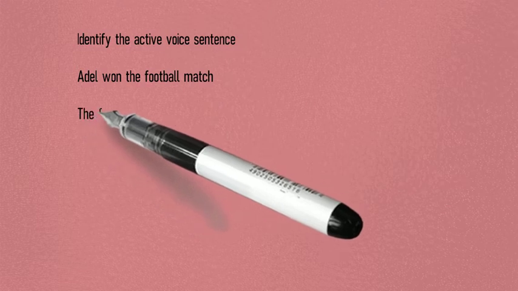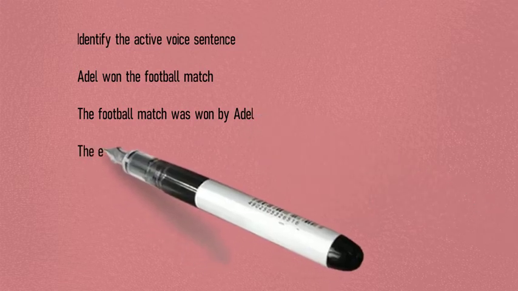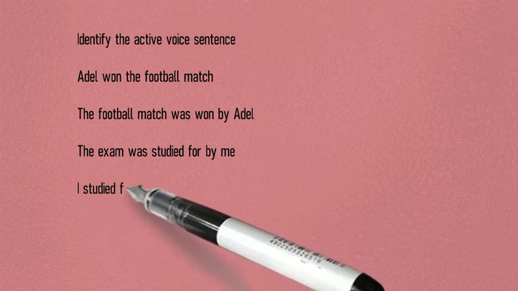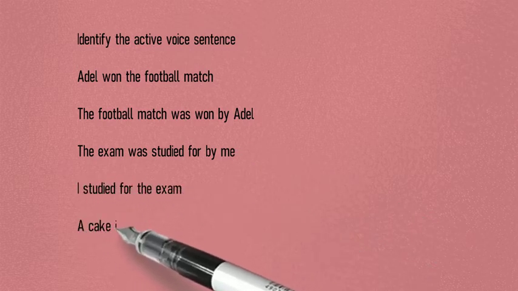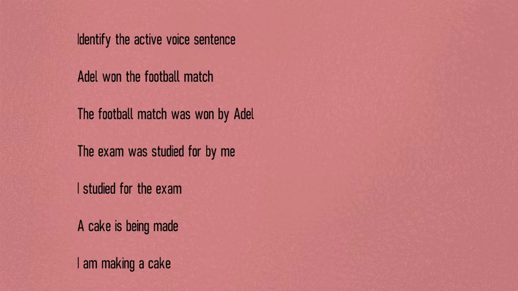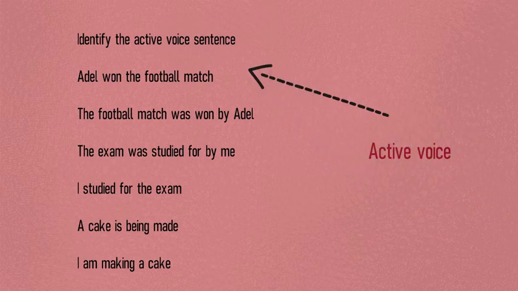Starting with the first example, Adil won the football match, and the next one, the football match was won by Adil. So the first one is the active voice sentence. Now why? You can see Adil is a subject and won is a verb. So the subject performs the action. So this is an active sentence. On the other hand, if we see the second sentence, the football match is the subject, so the action is done to the subject. So this is the main difference between these sentences.